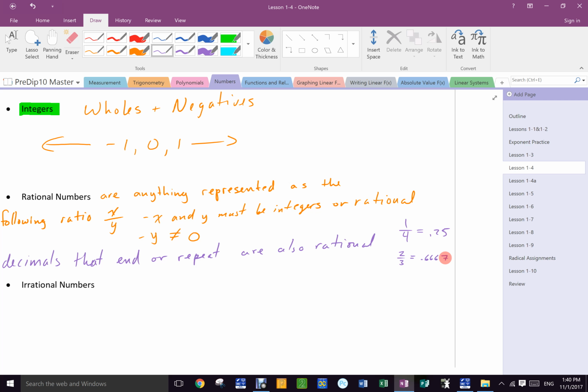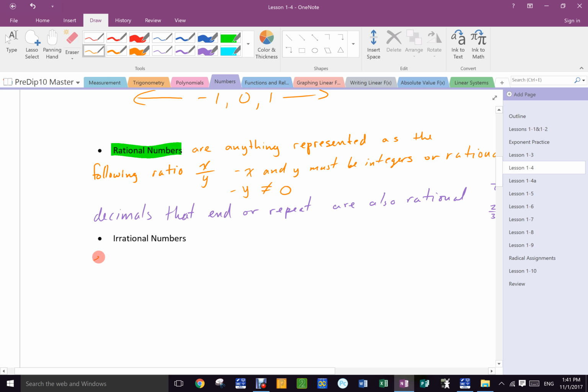What if I do this? 1, 2, 3, 4, 5, 6, 7, 8, 9, again and again, but then 1, 2, 3, 4, 5, 6, 7, 9, 8. No. Why? Because it didn't repeat. The pattern got screwed up. Everybody good? All right. And then there are irrational numbers, which are everything else.